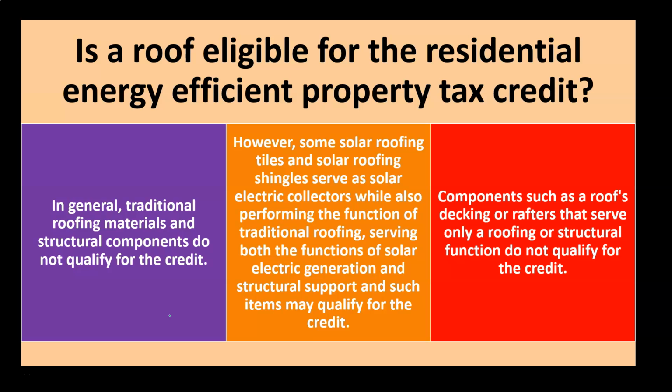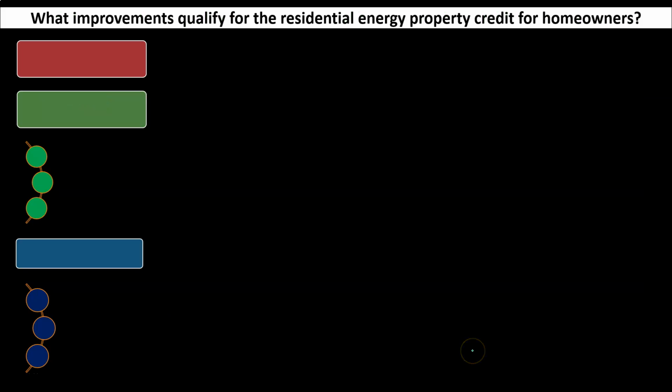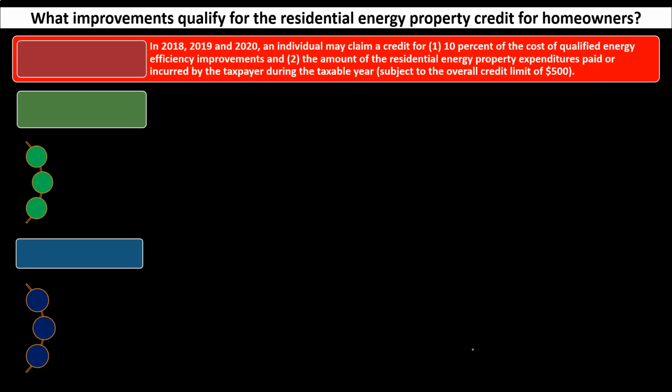Components such as the roof's decking or rafters that serve only a roofing or structural function do not qualify for the credit. So just keeping the roof up, apparently, is not important enough for the credit. So what improvements qualify for the residential energy property credit for homeowners? So we have the improvements, and again, this is where a lot of the questions come into play, because people are obviously going to want to improve the house, and if they can get credit for it, they would like to. People that sell improvements, of course, are going to be mentioning credits when they might apply. Again, often a time when you might have questions about them.